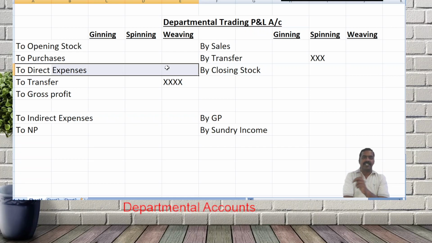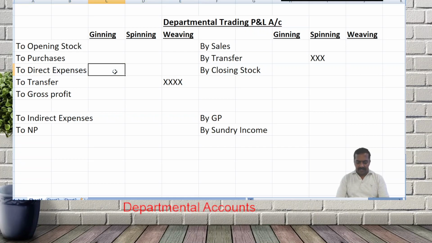You would have apportioned expenses from service department to production department, reciprocal, non-reciprocal. Okay, I thought you remember it. No issues. Coming back, direct expenses can be directly charged. For example, direct expenses like wages paid for the workers in ginning, spinning, and weaving can be directly charged.